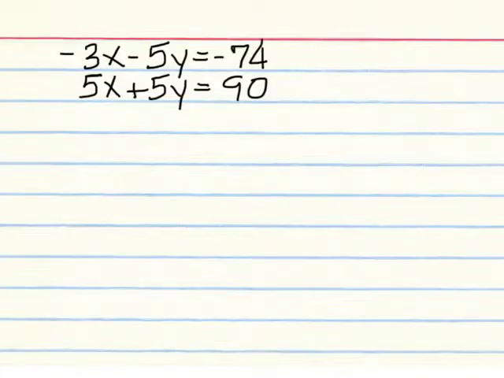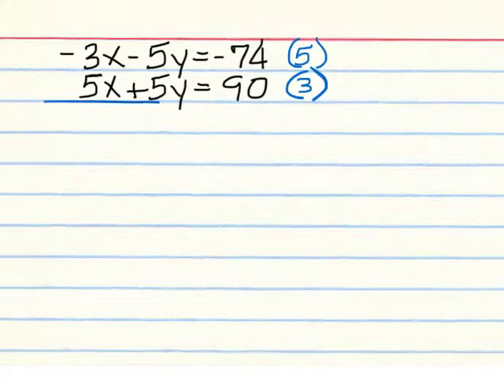-3x minus 5y equals -74. 5x plus 5y equals 90. Solve the system of equations. The solution for the practice. We have a 3 and a 5. Let's change those to 15s by multiplying by 5 on the top, 3 on the bottom.